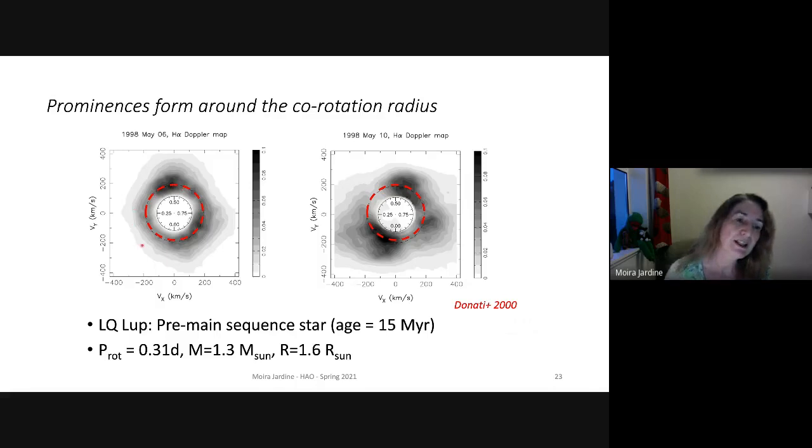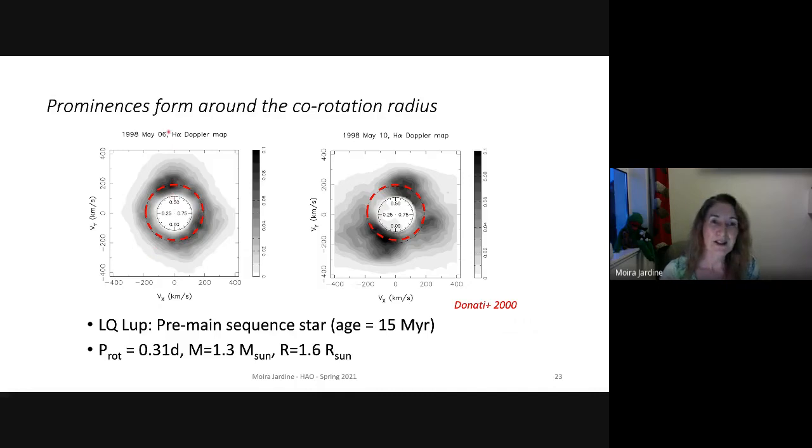And what we find is that the prominences, these dark features, cluster around one particular radius, which is the co-rotation radius. And in a rapidly rotating star, the co-rotation radius is simply the equatorial radius at which the centrifugal forces begin to dominate over gravity. So the effective gravity changes from pointing inwards towards the star to pointing outwards. And it's at this location that we find prominences.